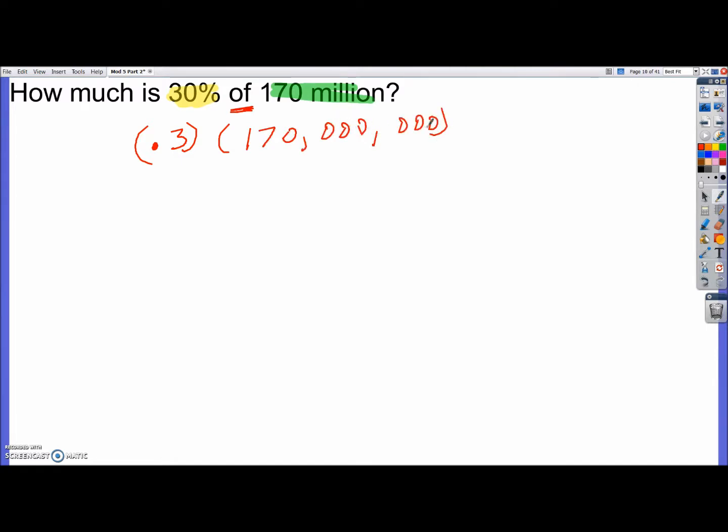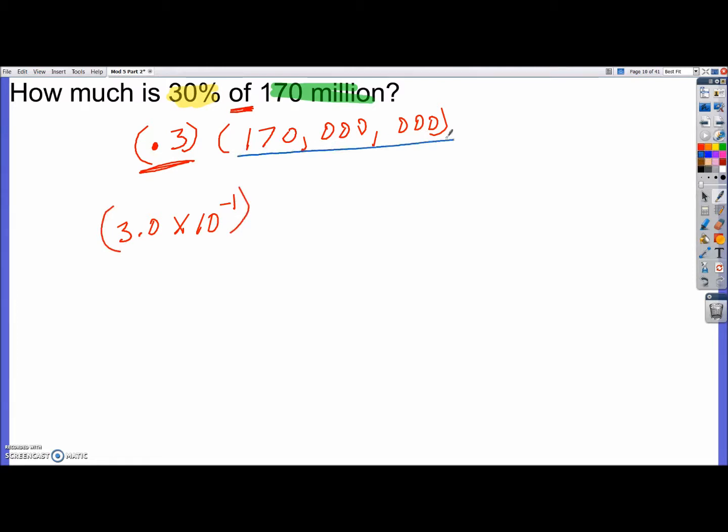So instead of just multiplying these out, what we're going to do is turn these both into scientific notation. The first one here of 0.3 would be 3.0 times 10, and since I moved it one spot to the right, it would be -1. And I'm going to multiply that to the second one.